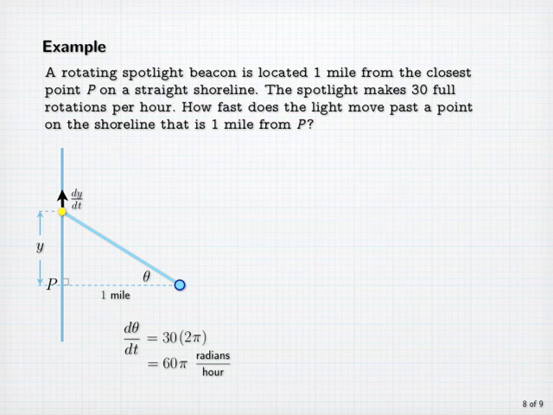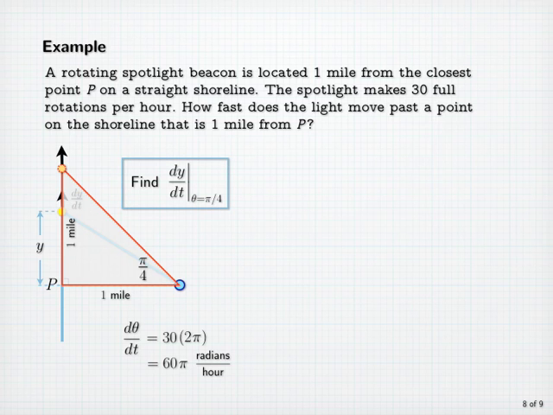Now, since we want to know how fast the light moves past this point on the shoreline that's 1 mile from P, let's think about what's happening when that distance is 1 mile. Here we have a right triangle with two sides of length 1 mile, and so the value of theta then is pi over 4. So what we want to find is dy/dt at the instant when theta is equal to pi over 4. Now we need to find a relationship between our variables y and theta. This is very simple because the tangent of theta is y divided by 1, so y is just tangent theta.